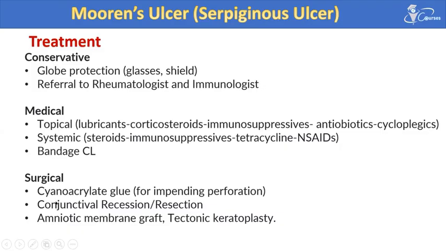For surgery, they can use cyanoacrylate glue for impending perforation, conjunctival recession or resection, and amniotic membrane. Tectonic keratoplasty can also be done.